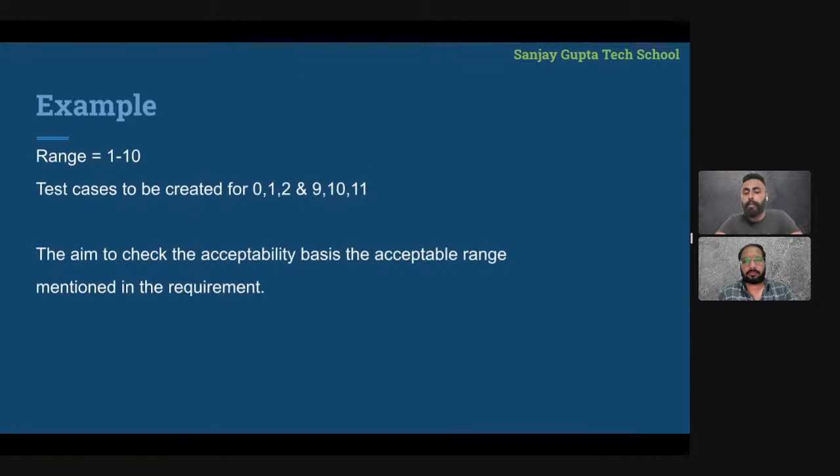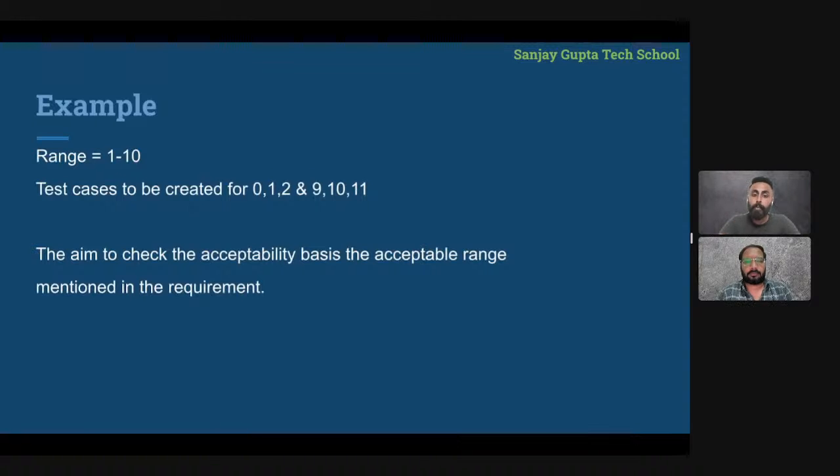Here comes the example where I said about having a range between 1 to 10. The basic test cases created for such a scenario are 0, 1, 2, 9, 10, and 11. 0 being the immediate previous number of the first value of our range, and 2 being the immediate next number after our starting value of the range. And the same goes for 9, 10, and 11.